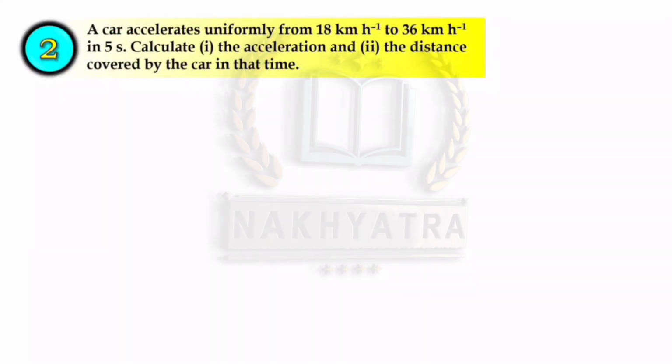A car accelerates uniformly from 18 km per hour to 36 km per hour in 5 seconds. Calculate the acceleration and the distance covered by the car in that time. Okay, now what are the given values here? So the initial velocity is given, that is u equal to 18 km per hour. Kilometer per hour, right? And we have to convert it into meter per second.